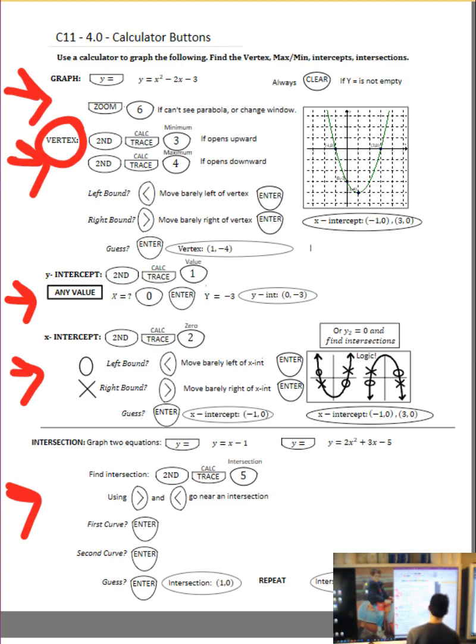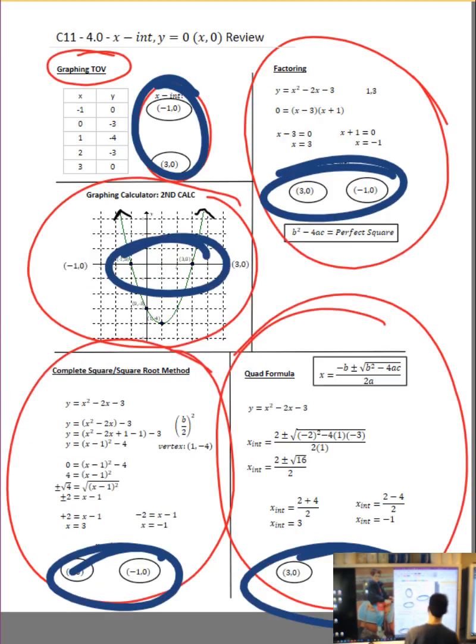Okay, so that is quadratics review. The most important sheet was this one, showing all the 4 different ways that we can find x-intercepts. They may tell you to use a certain way. You may decide you want to use a certain way. You may fail at one way and have to use a certain way, etc.